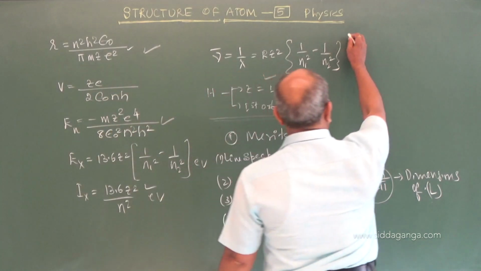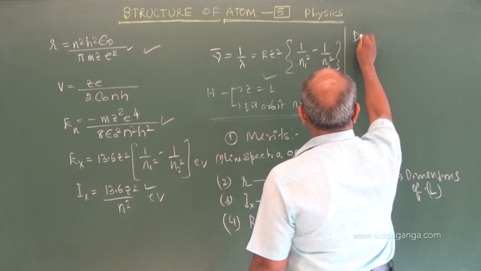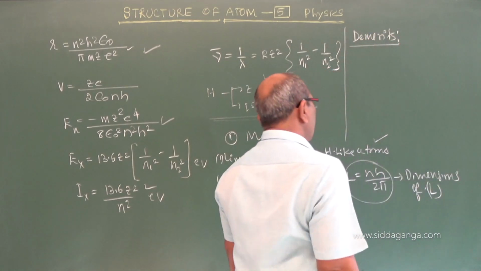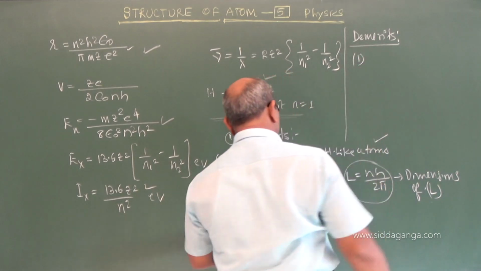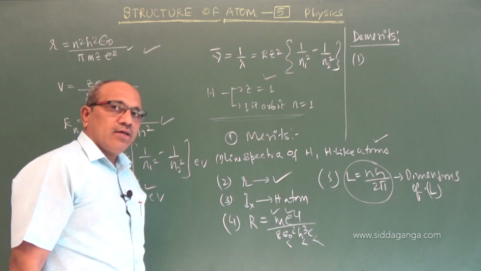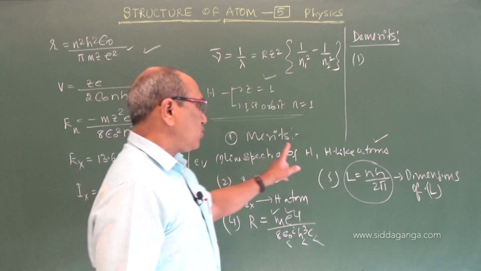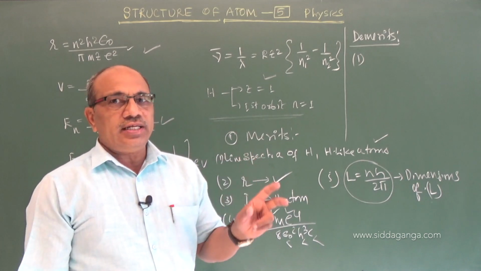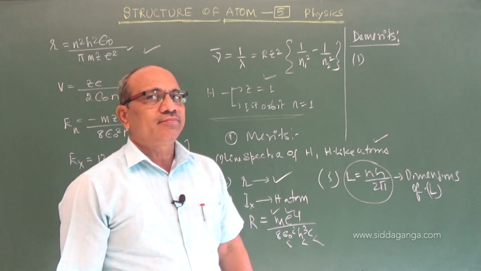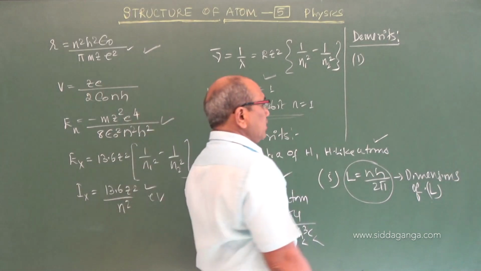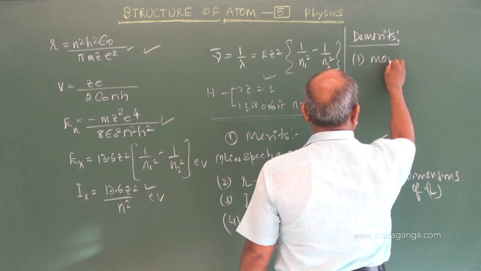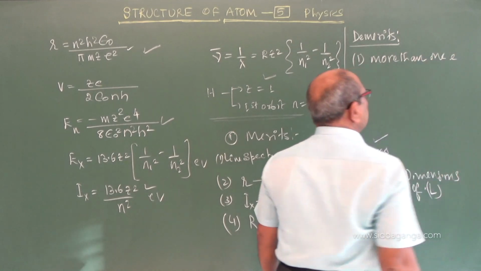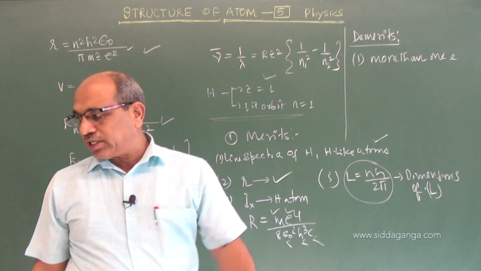When coming to the demerits of Bohr's theory, the first success is also the first failure. It can explain the spectra of hydrogen and hydrogen-like atoms, that is, atoms containing a one-electron system. For any atom containing more than one electron, this theory cannot explain the spectra. It fails.